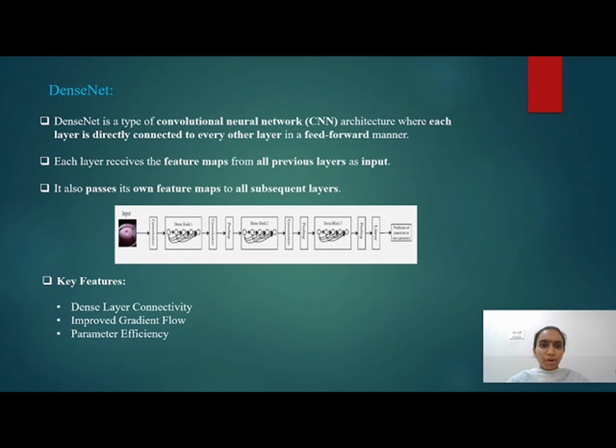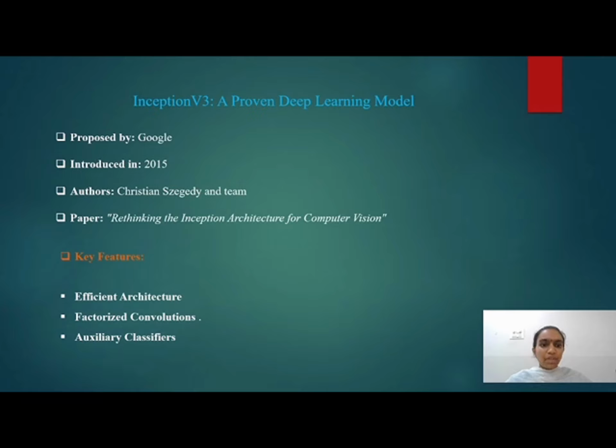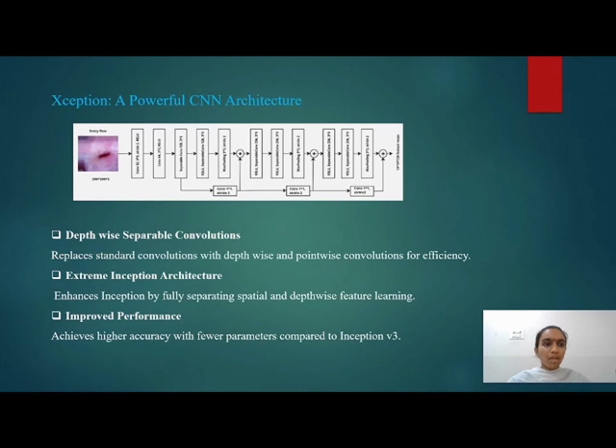DenseNet is a type of convolutional neural network architecture where each layer is directly connected to every other layer in a feed-forward manner. Inception v3. It was designed by Google, known for efficient architecture. Xception. It uses depth-wise separable convolutions and performed best in our testing.